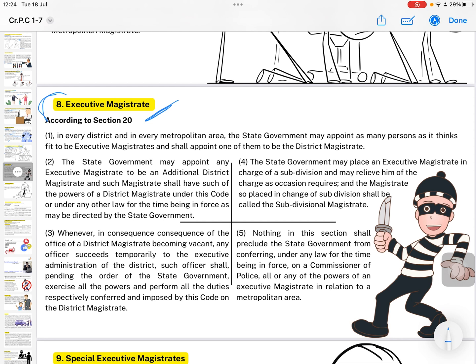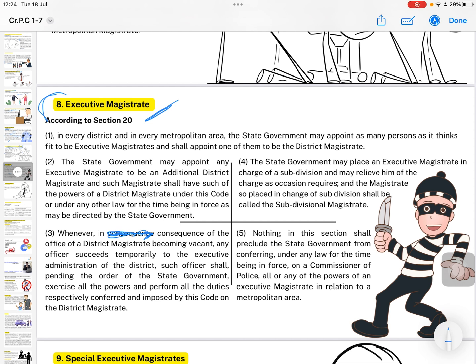Point 3. Whenever, in consequence of the office of a District Magistrate becoming vacant, any officer succeeds temporarily to the executive administration of the district, such officer shall, pending the order of the state government, exercise all the powers and perform all the duties respectively conferred and imposed by the Code on the District Magistrate. Point 4. The state government may place an Executive Magistrate in charge of a subdivision and may relieve him of the charge as occasion requires, and the magistrate so placed in charge of a subdivision shall be called the Subdivisional Magistrate.